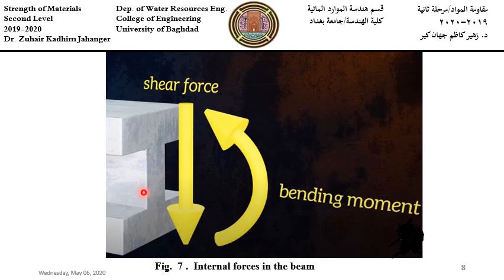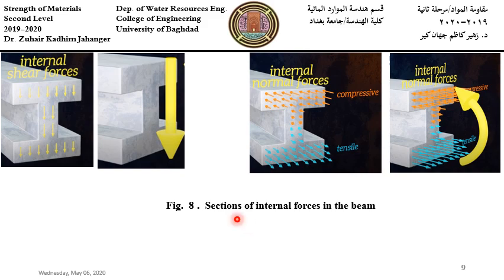So at any exploratory section, we have shear force and bending moment, maybe in different directions, not only in this direction. So shear force is the resultant of the internal vertical forces, and bending moment is the resultant of the internal normal forces. This is the section of the internal forces in the beam.